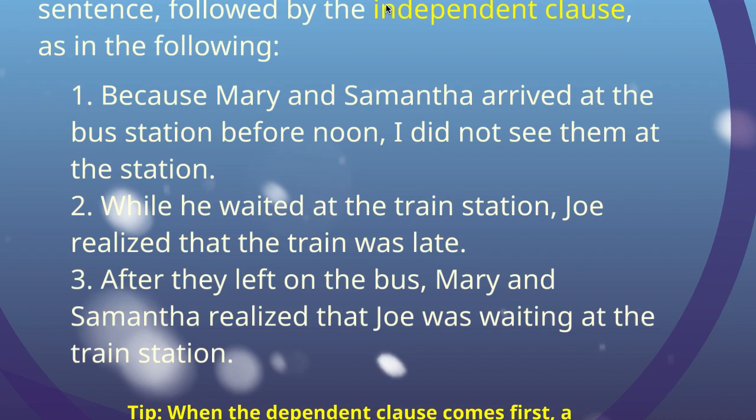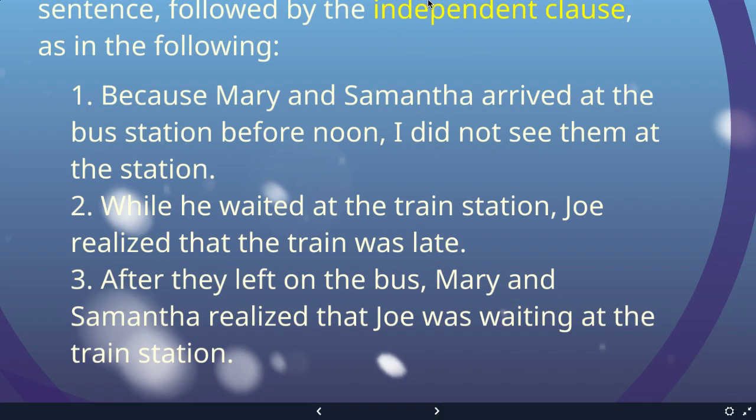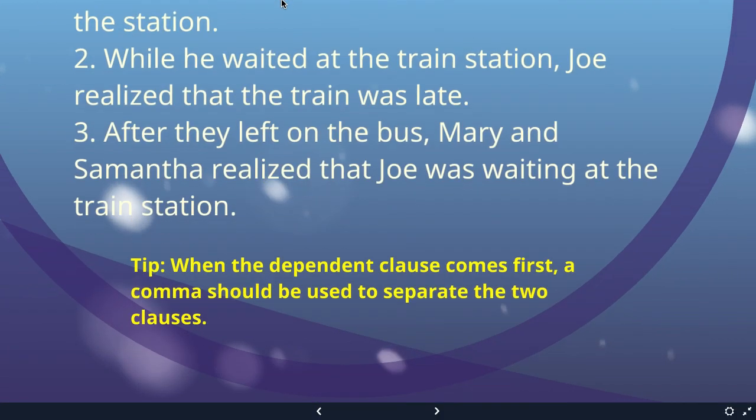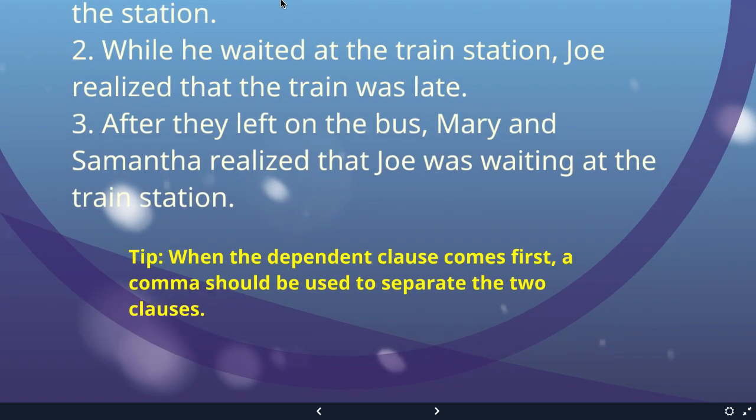This is not a comma splice, Hayden, because while he waited at the bus station is not a complete sentence. It's not a complete thought. After they left on the bus, not a complete thought. Because Mary and Samantha arrived at the bus station before noon, not a complete thought. If you start your sentence with a dependent clause, you have to have a comma separating the dependent and the independent clause. So when that dependent clause comes first, a comma should be used to separate those two sentences.